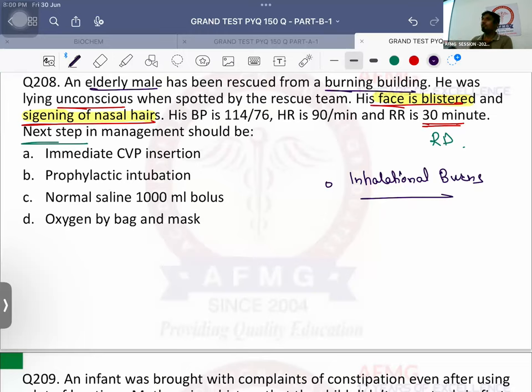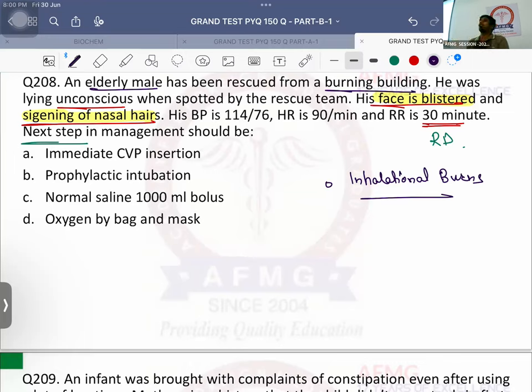Third, if there is singeing or burning of nasal hairs, if there is any black soot particle present inside his sputum, if the patient is having hoarseness of voice, that is suggestive of laryngeal edema, and laryngeal edema will be due to inhalational burns. So you see, inhalational burns are important because they will cause inflammation of the airway, which will lead to laryngeal edema, and therefore the patient will have respiratory distress.